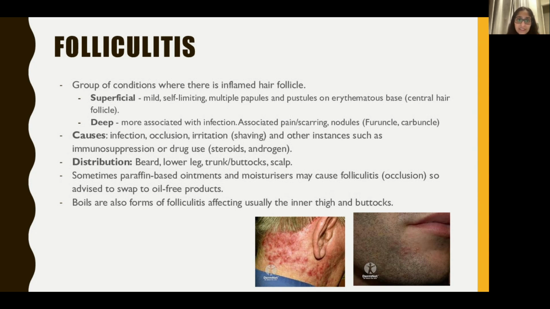So causes for this can be infection, occlusion, irritation such as shaving, and immunosuppression or certain drugs such as steroids and androgens. So this again commonly affects areas where there's shaving done, so beards, scalp, but can also affect areas such as the buttocks and the lower leg. Sometimes ointments and moisturizers may cause folliculitis, so we would advise them to swap to an oil-free product. And boils are also a form of folliculitis, usually affecting the inner thigh and buttock area.